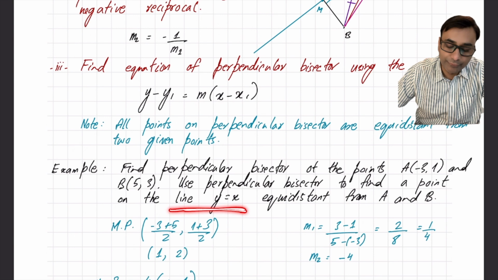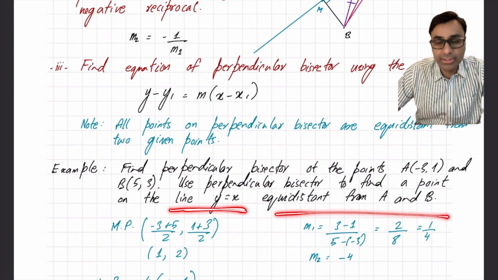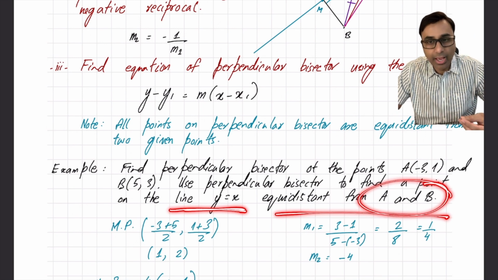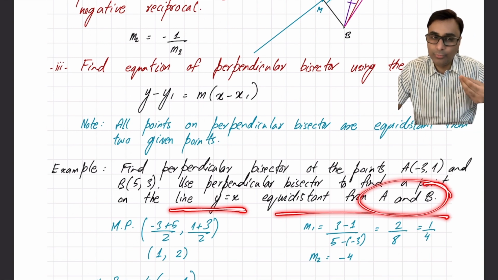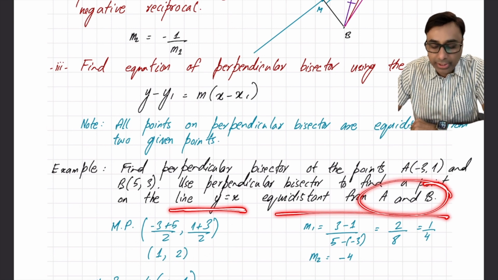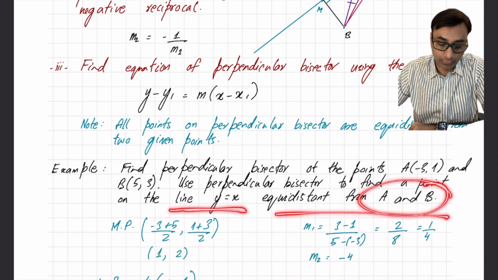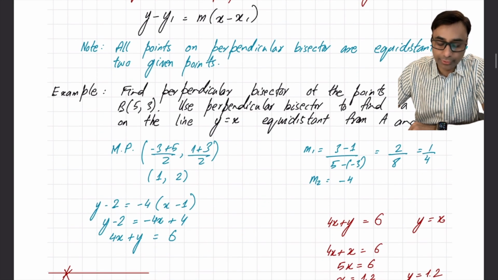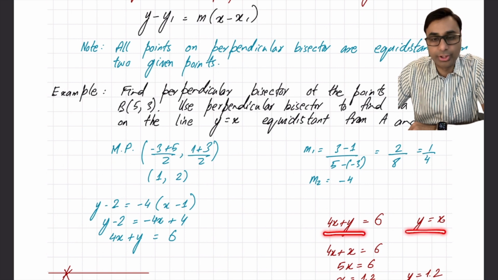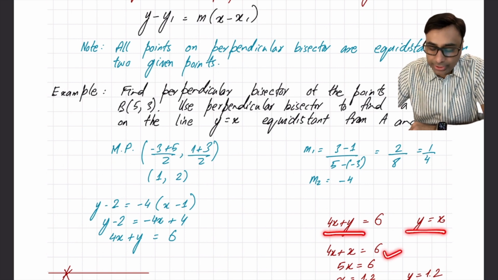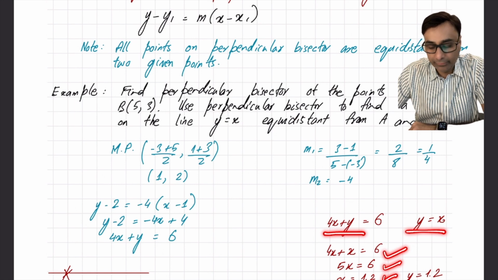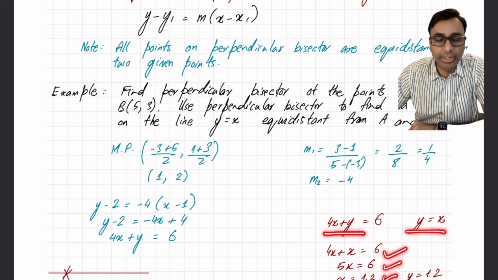In certain situations, for example, if you're asked to find a point on the line y is equal to x equidistant from A and B, from this fact I would know that the point I'm looking for must be on the perpendicular bisector, but it also has to be on the line y is equal to x. That means the point must be the intersection of these 2 lines. So I solve these 2 equations simultaneously and get a point that is on the line y is equal to x and also equidistant from A and B.